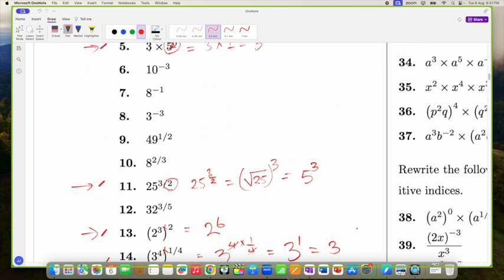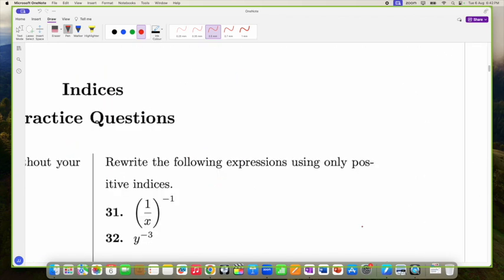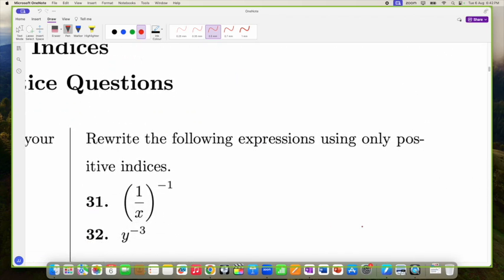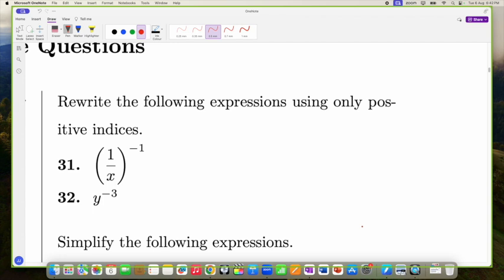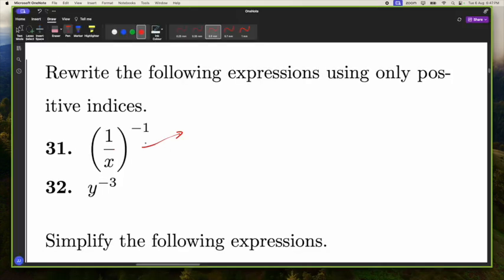So now we're going to reach the more challenging ones. Rewrite the following expressions using positive indices only. So you see here how this is 1 over x to the power of negative 1, and this is y to the power of negative 3. Well, now I want positive indices only. So find a way to take the negative indices and make them positive indices using your laws of indices, right? You know there is a law about negative indices, right? What is the one law you know about negative indices?